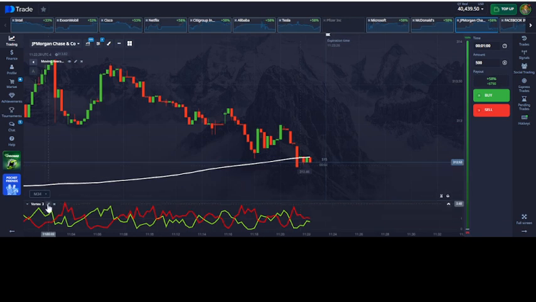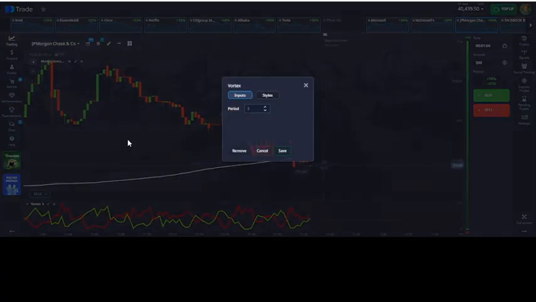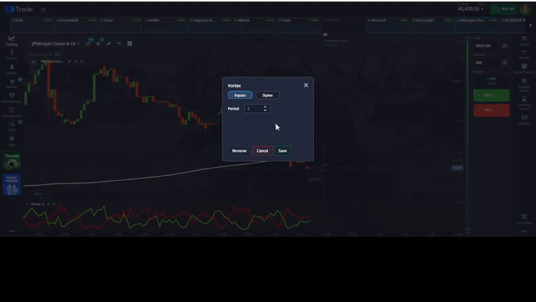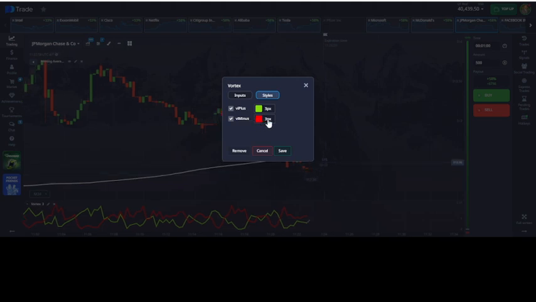For the vortex indicator, if I click on the pencil setting, the period is set to 3, which is the default is 14, I believe, but I've lowered the period to 3, making it more sensitive to price reversals and the momentum of the reversal. Okay, and in the style settings, I've changed the color of the VI line to green with a line width of 3 pixels and the minus VI line to red 3 pixels. So we can go ahead and save that.